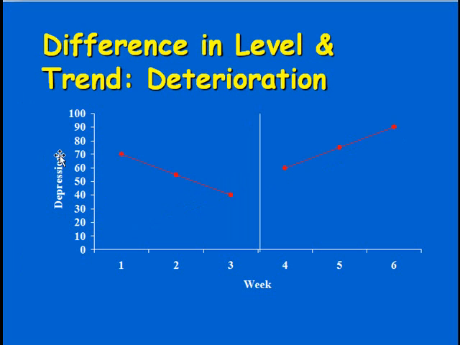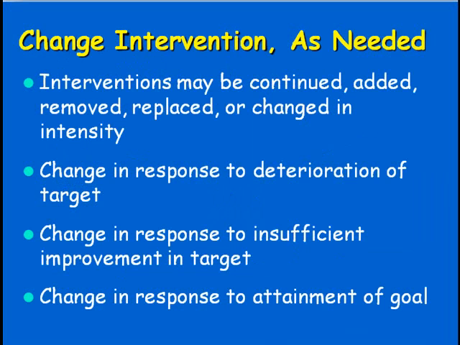And here's an example that shows a difference in level and trend. So you have a downward slope, and then also a change in level. Both of them show deterioration. There are situations where you want to change your intervention.